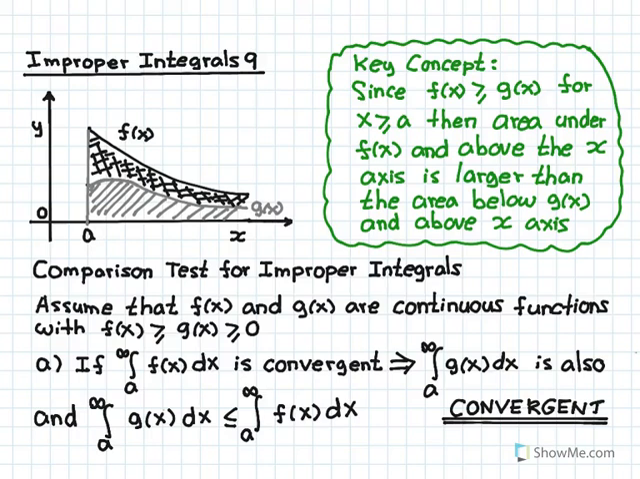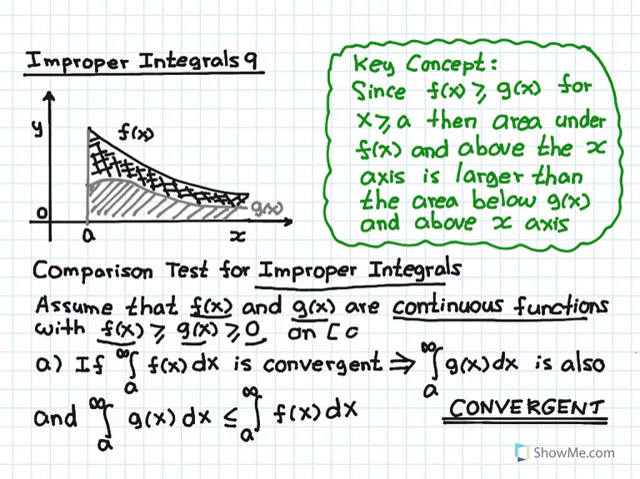In this video, we're going to look at a comparison test for improper integrals. Assume that f of x and g of x are continuous functions with f of x larger or equal to g of x larger or equal to 0. That means they're both above the x-axis on the interval from a to infinity.